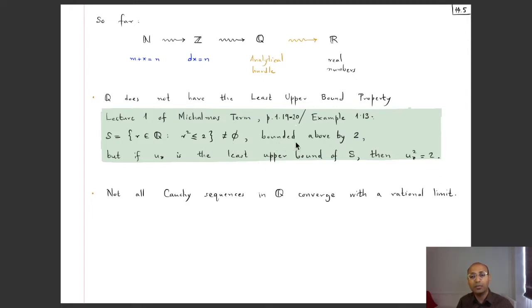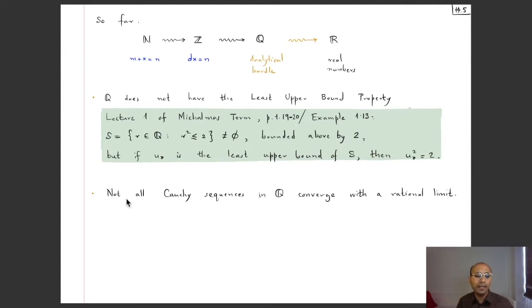We had seen that it is bounded above by 2, but we had shown that if u star is the least upper bound of S, then u star has got to satisfy u star squared is equal to 2, and we know that there is no rational number whose square is equal to 2. So this set of rational numbers does not have the least upper bound property, and this least upper bound property plays an important role in analysis. So it's better to work with a number system which has this property, and unfortunately, since Q does not have this property, that's the reason why we introduce the set of real numbers which will then have this property. So that's the goal now, to learn about the real numbers.